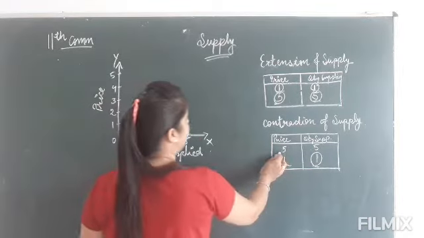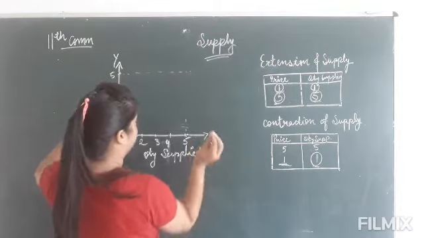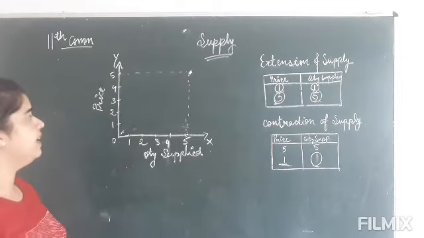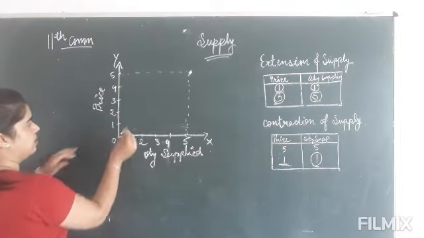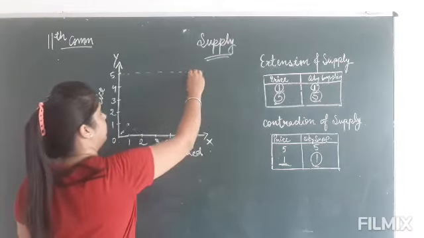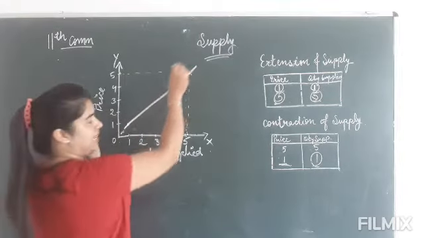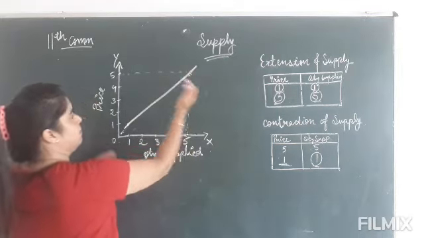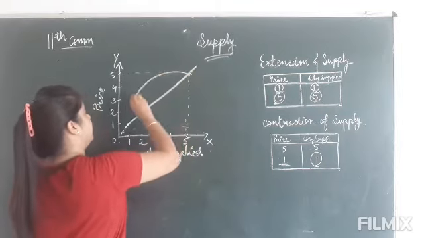Now if we talk about the contraction of supply, then what we have to do? At price 5, quantity supplied is 5. So this was the original supply. Now at price 1, quantity supplied is 1. The point has been shifted from here to here. Now this same curve shows the reduced supply, means contraction of supply from here to here.